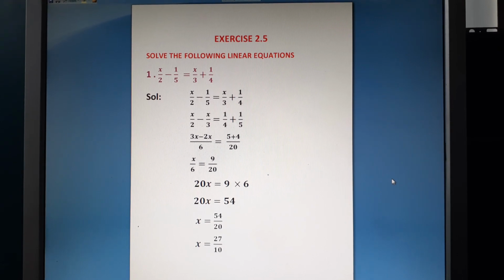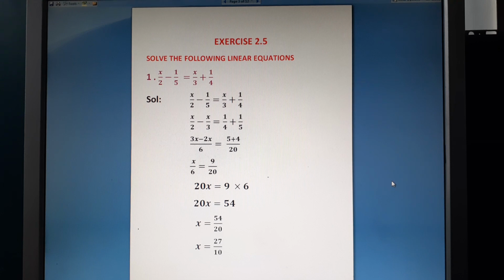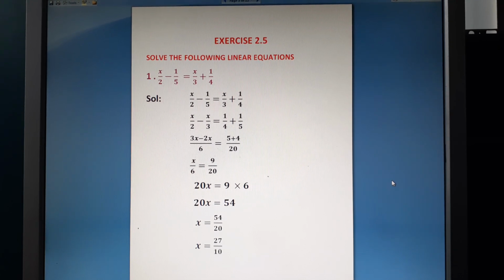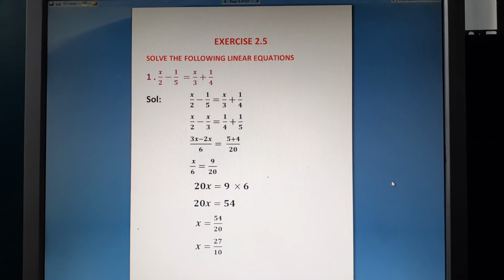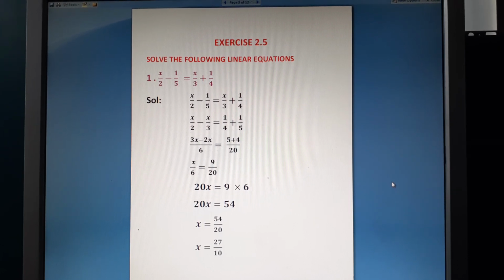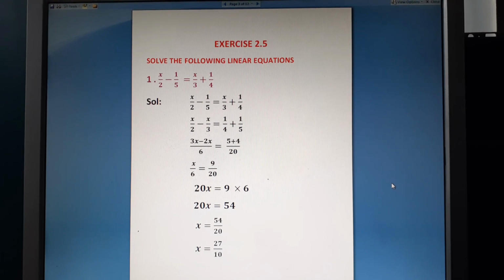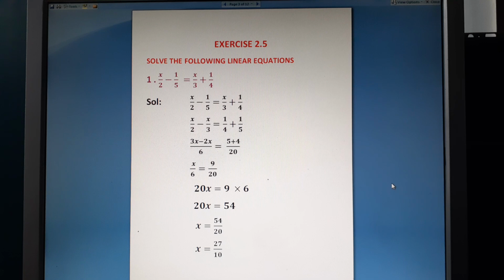Question number 1, x divided by 2 minus 1 divided by 5 is equal to x divided by 3 plus 1 divided by 4. Solution: x by 2 minus 1 by 5 is equal to x by 3 plus 1 by 4. Take right hand side x by 3 to left hand side. It changes into minus x by 3. Now we get x by 2 minus x by 3 is equal to 1 by 4 plus 1 by 5. Left hand side minus 1 by 5 comes to right hand side. It changes into plus 1 by 5.